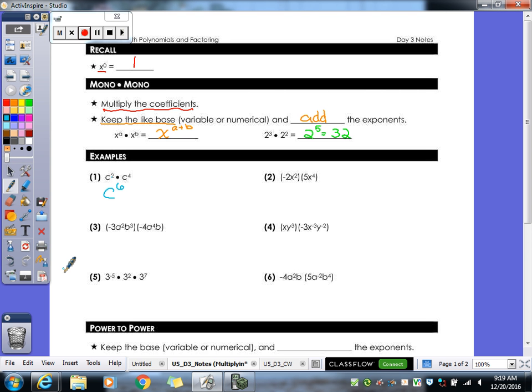Why is this confusing? So this next one, I'm going to multiply my coefficients. Negative 2 times 5 gives me a negative 10. I then have a base of x, so I'm going to keep my base, add my exponents, 2 plus 4, gives me a 6. So I have negative 10x to the 6th.